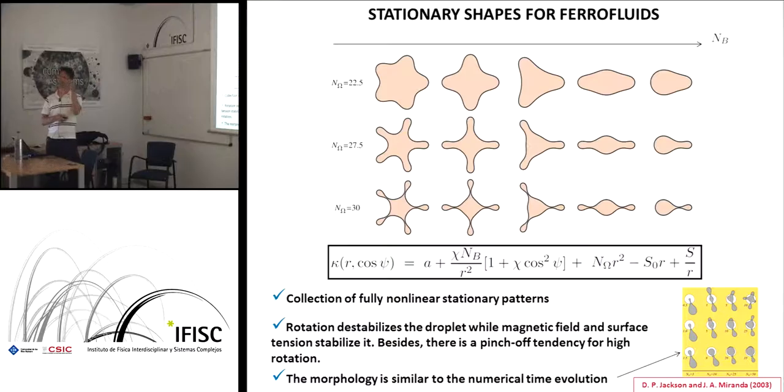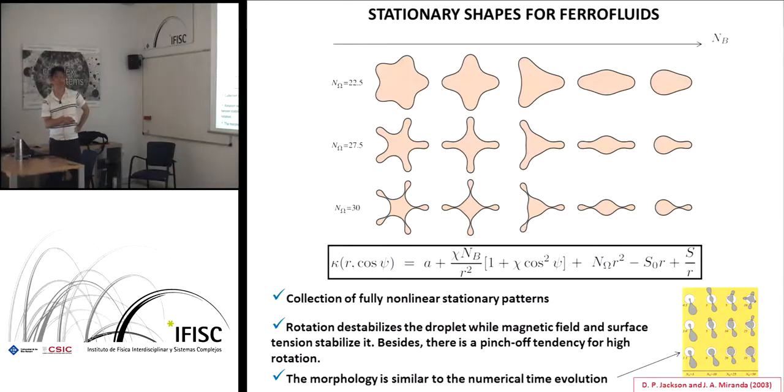And then we are able to calculate stationary solutions. These are fully nonlinear and non-perturbative. The way we do it is by equilibrating all the forces at the interface between the fluids. We have capillary forces, centrifugal forces, and magnetic forces. Since capillary force depends on the curvature, we can write down an equation for the curvature that the interface would have in order to balance all the forces of the problem. So we can calculate these stationary solutions.